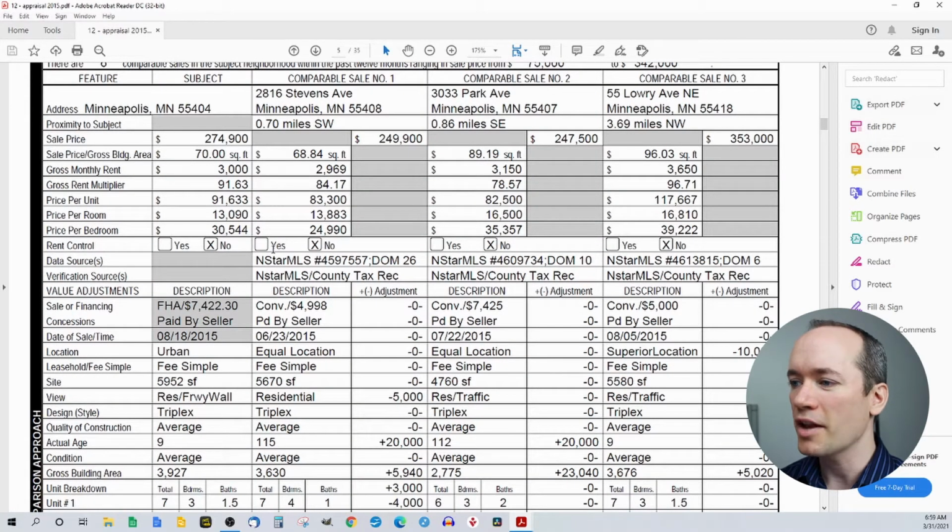Now, one thing that I mentioned in the previous video is that it's always interesting to me how far away an appraiser will go in order to find the comparables. You'll see right here, proximity to subject, and our first comp is 0.7 miles away. The next one is 0.86 miles away, and then the third comp is 3.69 miles away. And that one just really blows my mind. You know, how is it that the appraiser decided to go that far away?